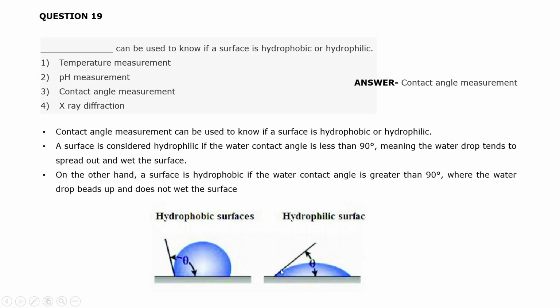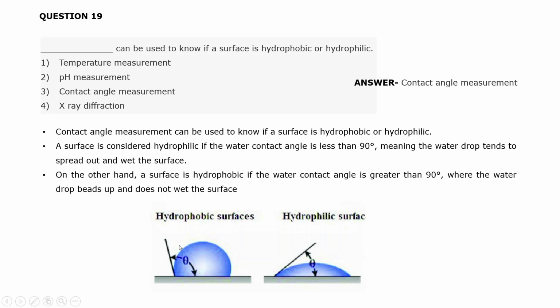So the drop will spread out more evenly, and if you look at the angle of contact between the surface and the drop surface, if the angle of contact is less than 90, then it will be hydrophilic in nature in the case of water.